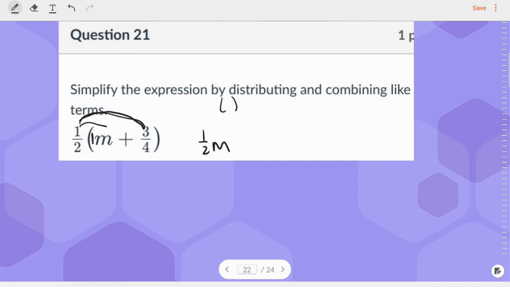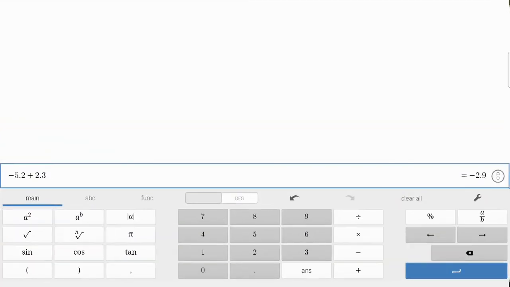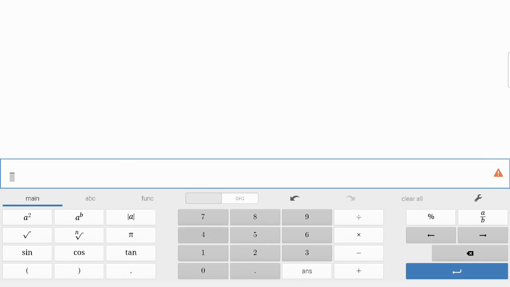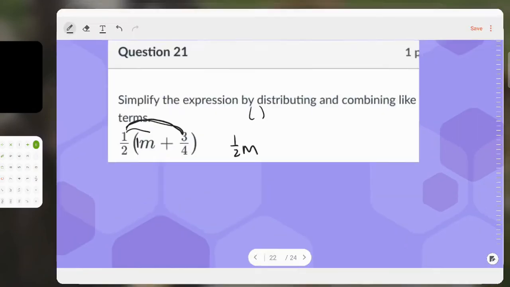And 1/2 times 3/4. Yep, I'm going to use my calculator. 1/2 times 3/4 gives me a grand total of 0.375. I'm going to convert it back to a fraction, 3/8.